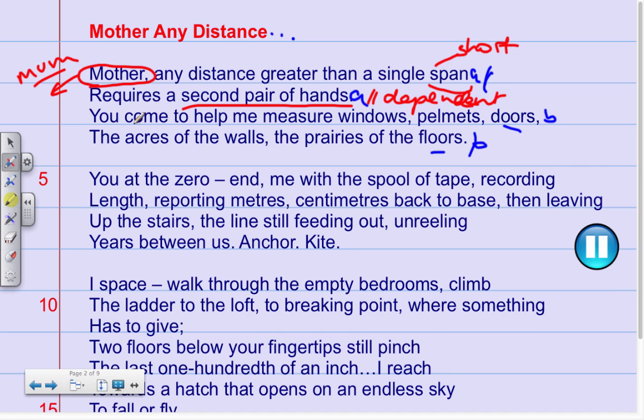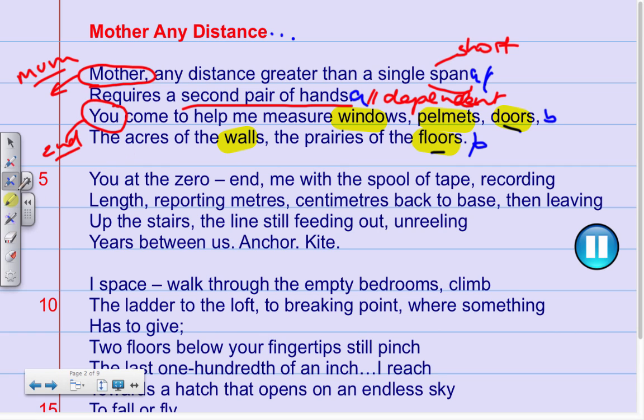It says, "You come to help me measure windows." So he addresses her directly, so we've got the second person here. It's a bit early to say what we think about that. "You come to help me measure windows, pelmets, doors, the acres of the walls." Now, these windows and the pelmets and the doors, the walls and the floors, suggest to us that he is moving house or moving location.